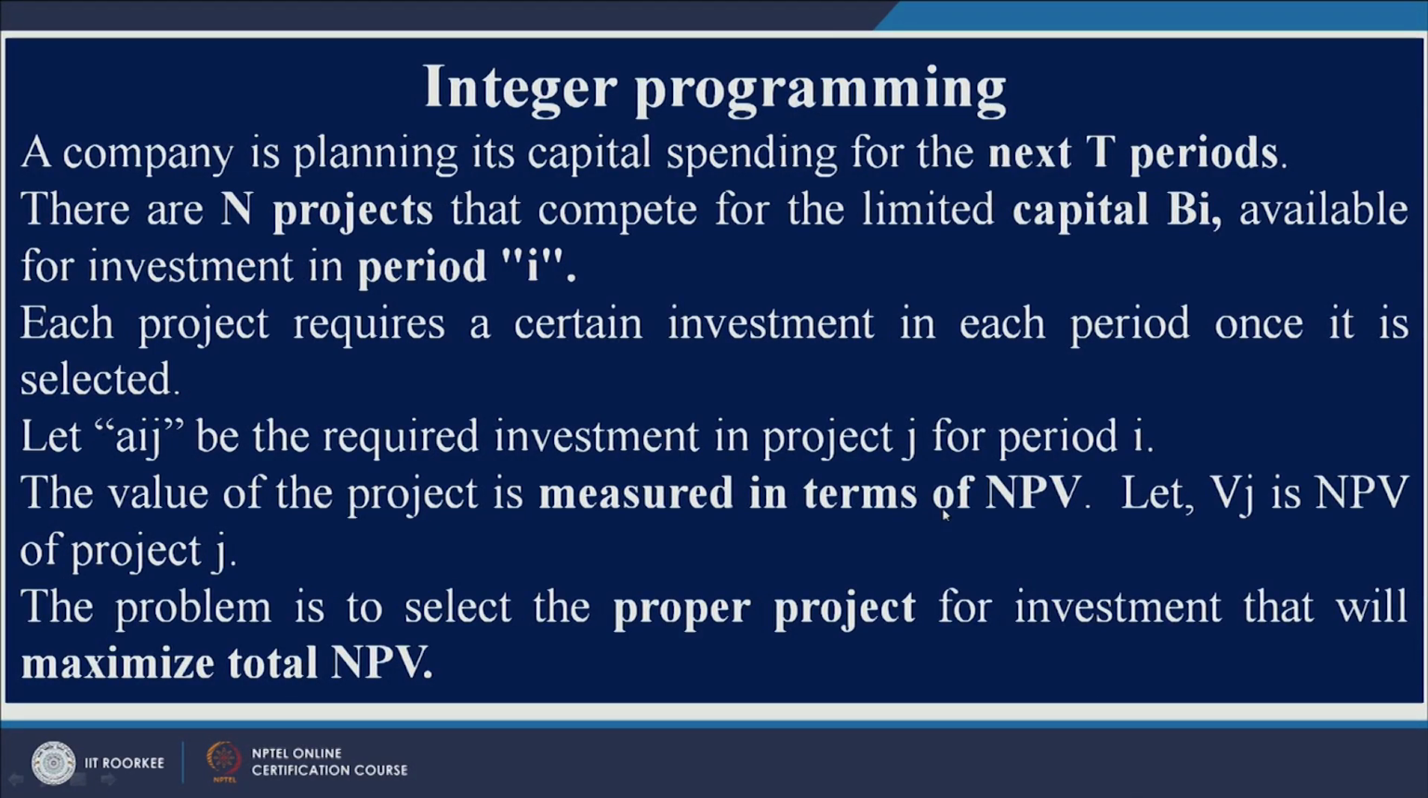Let Aij be the required investment in project J for period I. Aij is the investment in period I for project J. The value of a project is measured in terms of net present value, that is NPV. Let Vj be the NPV of project J. Now, the problem is to select the proper projects for investment that will maximize total NPV.